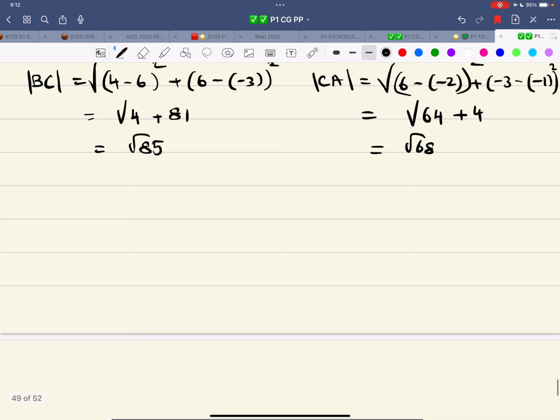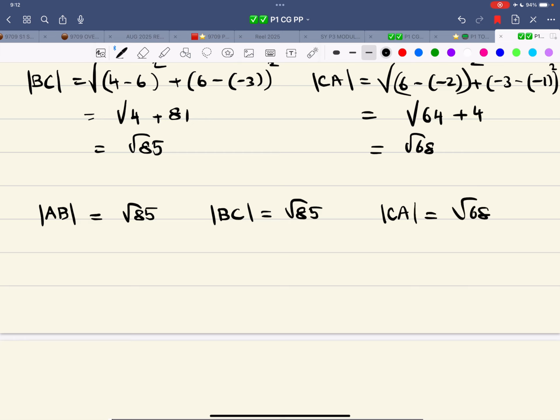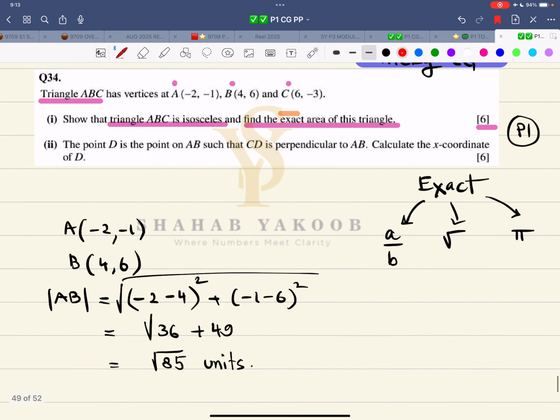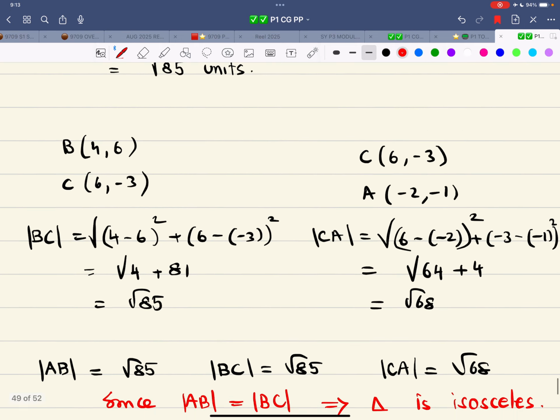Now let me write the things down. Magnitude of AB, root 85. Magnitude of BC, that is also root 85. Magnitude of CA or AC, that is root 68. Since AB is equal to BC, therefore I have proven that the triangle is isosceles. That means two sides are equal. We all know this terminology. Now it further says, find the exact area of this triangle.